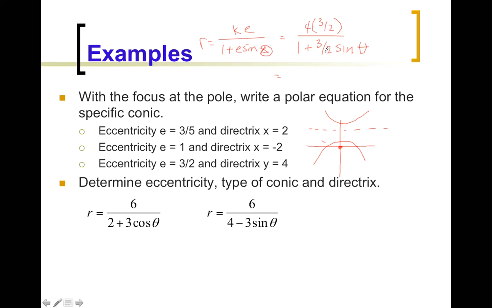Multiply top and bottom by 2 to cancel out those 2s, and I get 12 over 2 plus 3 sine theta. And that's actually it. These types of problems are not meant to be challenging. Maybe the next ones, I don't know.